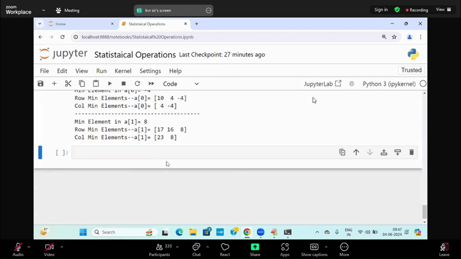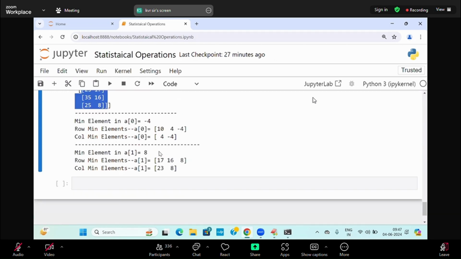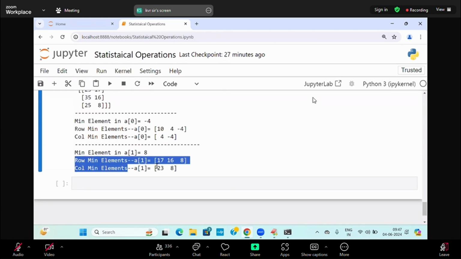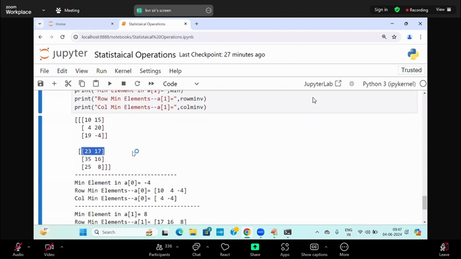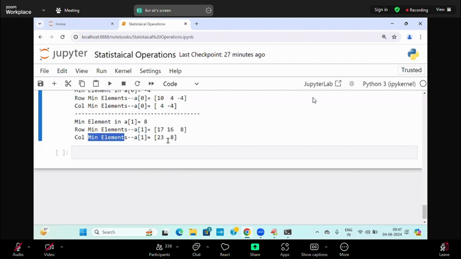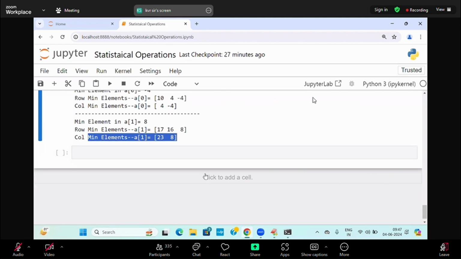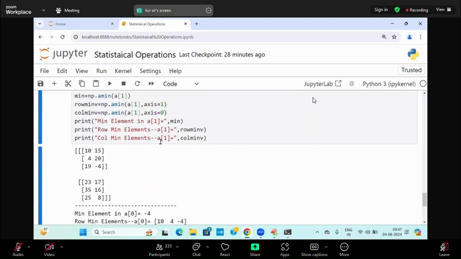This is related to what? A of 1's minimum element is what? 8. Next is the row min element. What is the row min? 17, 16, 18. Got it. Column min element is what? 23, 8. You got it. But my intention is not like this. This is nothing but 2D only. My intention is what?